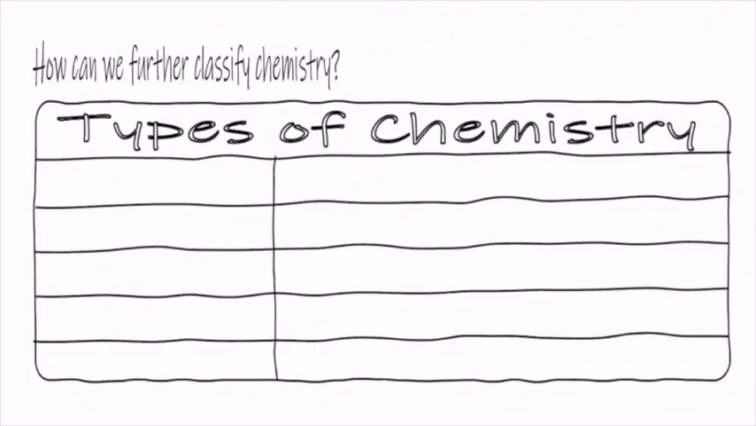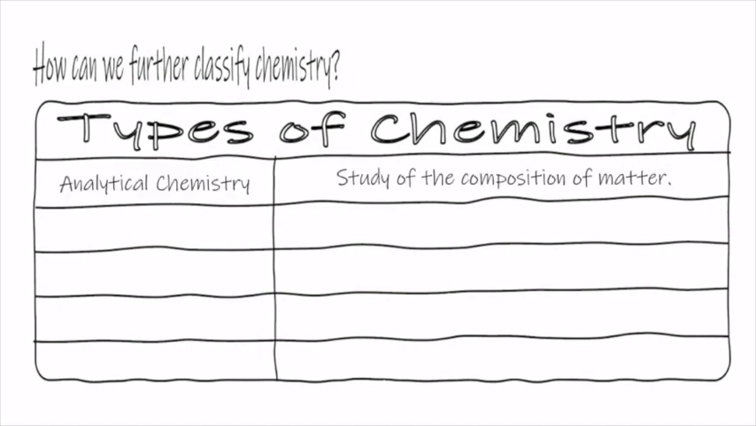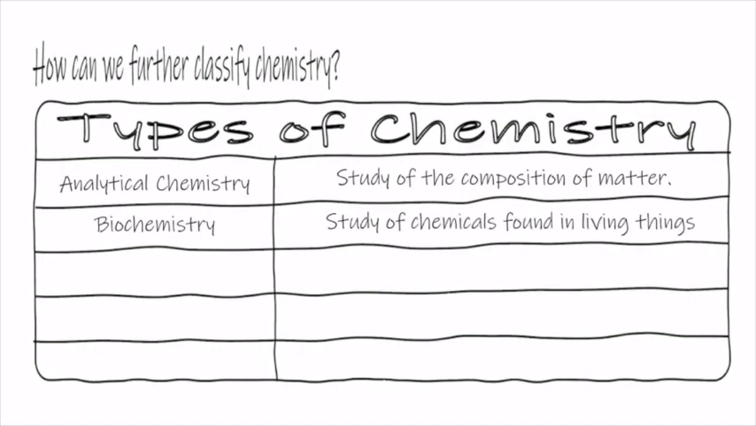So how can we further classify chemistry? There are 5 main types of chemistry that we're going to talk about. The first one is analytical chemistry. So this is the study of the composition of matter and what things are made of. Then there's biochemistry. This is the study of chemicals that are found in living things.